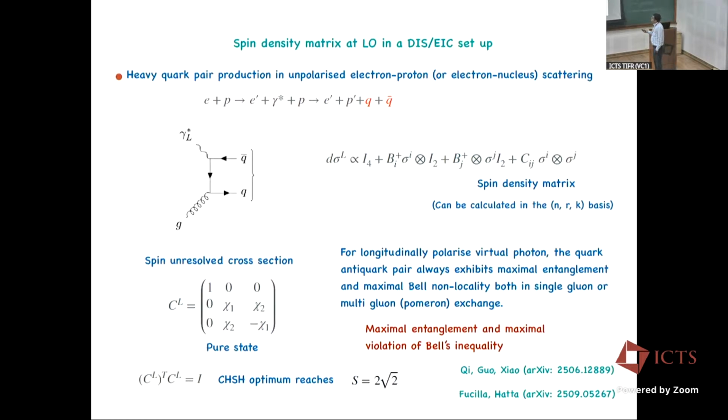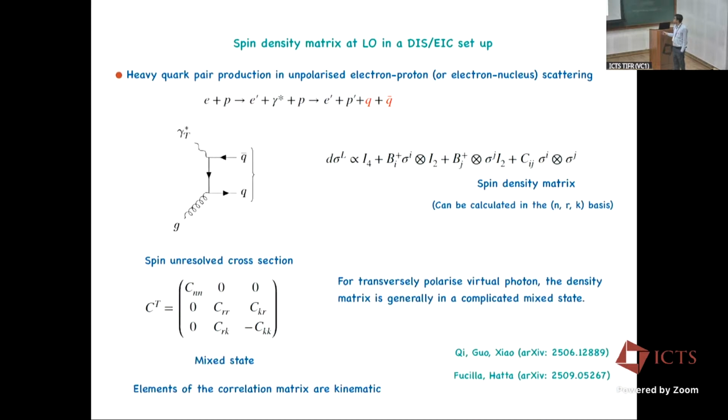The key result was, if the photon that is coming in a DIS diagram is a longitudinal photon, then this quark anti-quark pair will always exhibit maximal entanglement. So if the photon is longitudinal, then this correlation matrix is maximally entangled, and it's a pure state, and it also reaches the optimum value for the CHSH inequality. But if it is transverse, then it's not the case. For a transverse photon, this is a complicated matrix, and it is a mixed state. So that is one theoretical result that people found intriguing.